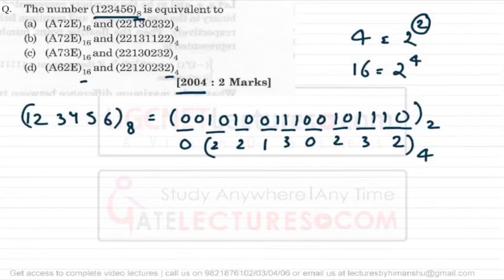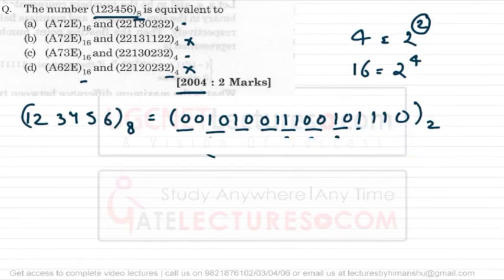So A can be the right option, B cannot be the correct option, C can be the right option, and D cannot be the right option. So now we have to check between A and C. To check between A and C, I'm going to convert the same number into a number of base 16. For that I'm going to create groups of 4 bits starting from the LSB.